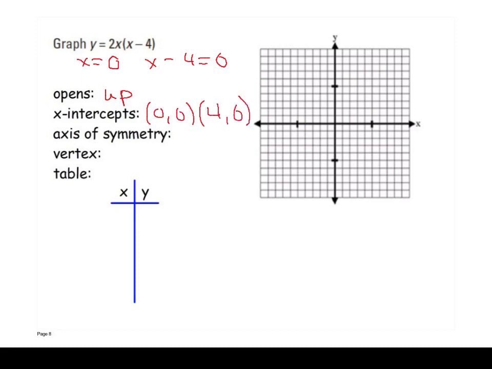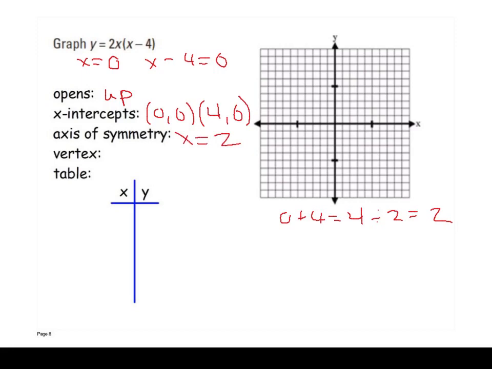My axis of symmetry then is found by adding those two and dividing by 2. So our two x's are 0 plus 4 is equal to 4 divided by 2 is equal to 2. So my axis of symmetry is located at x is equal to positive 2.